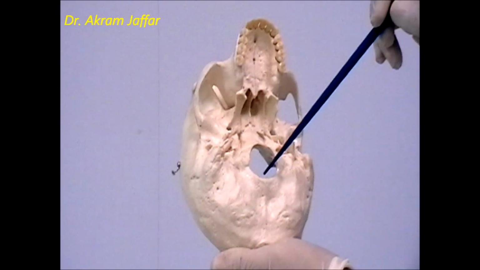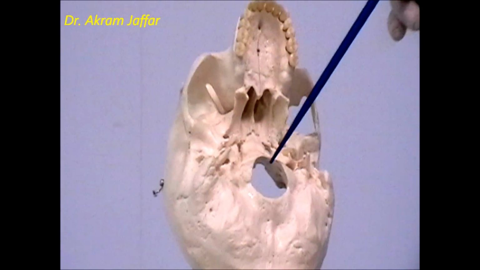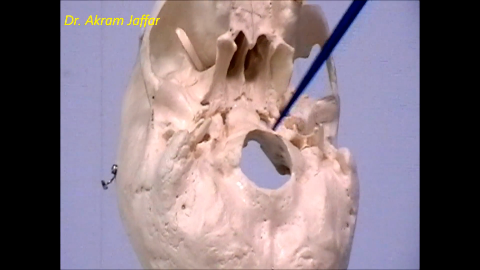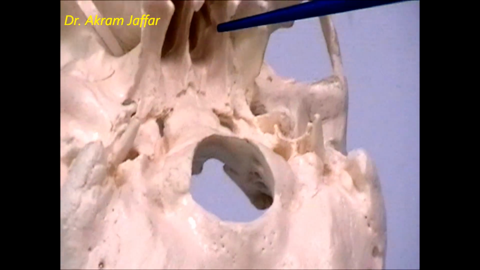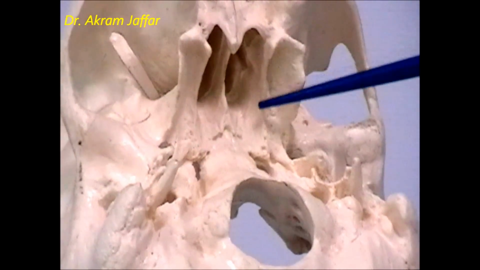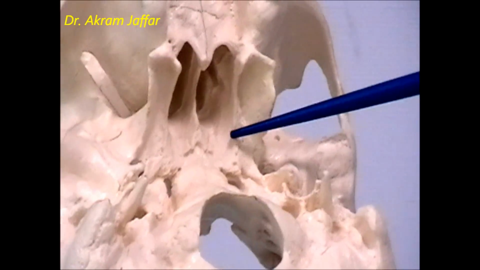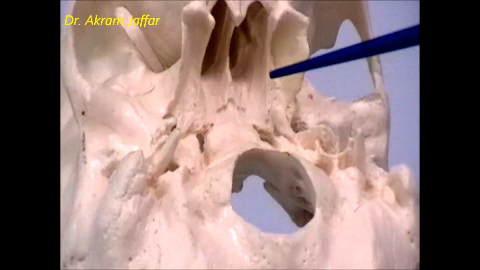Its long axis is anteroposterior, and horizontally the width of the foramen magnum is almost the width of this opening here, which is the opening between the medial pterygoid plates. This is the posterior opening of the nasal cavity. It has almost the same width as that opening.